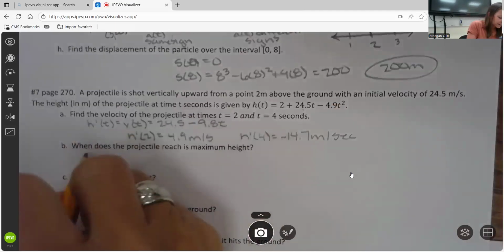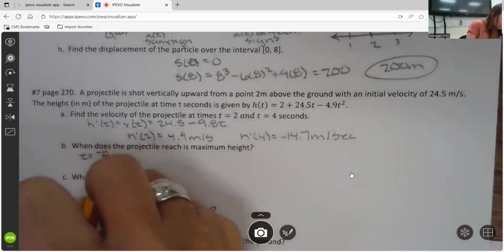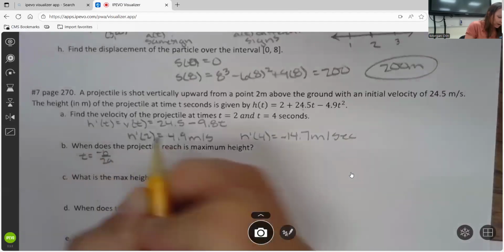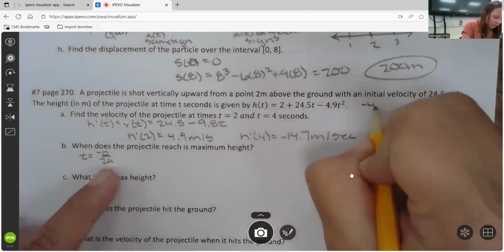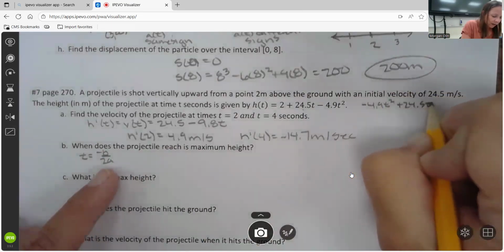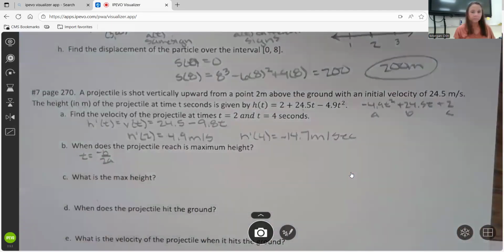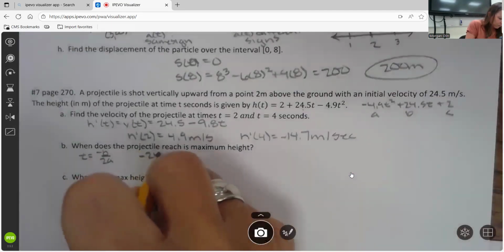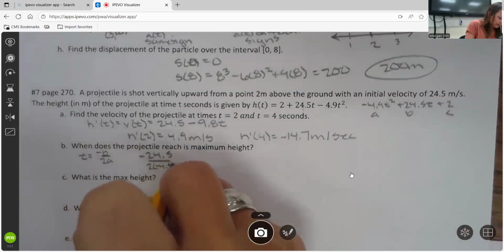When does it? So that's the time. Well, t equals, if you remember, negative b over 2a to find the maximum. So in this case, a lot of times we like to write this as negative 4.9 t squared plus 24.5 t plus 2. So this is our a, that's our b, and that's our c. Now, negative b, so negative 24.5 all over 2a, so 2 times negative 4.9.